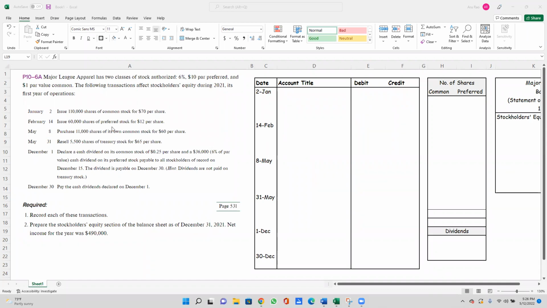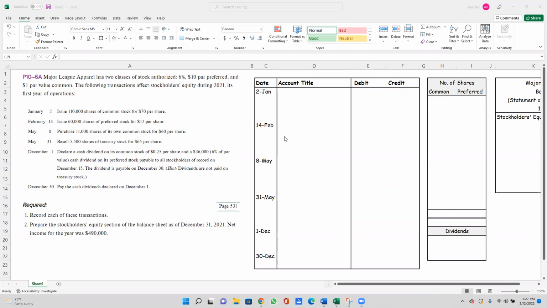So just to give you an idea as to what we're working on, they've asked us to record these transactions and then prepare the stockholders' equity section of the balance sheet as of December 31st, 2021. They've also told us net income for the year is $490,000. We'll use this at the very end.